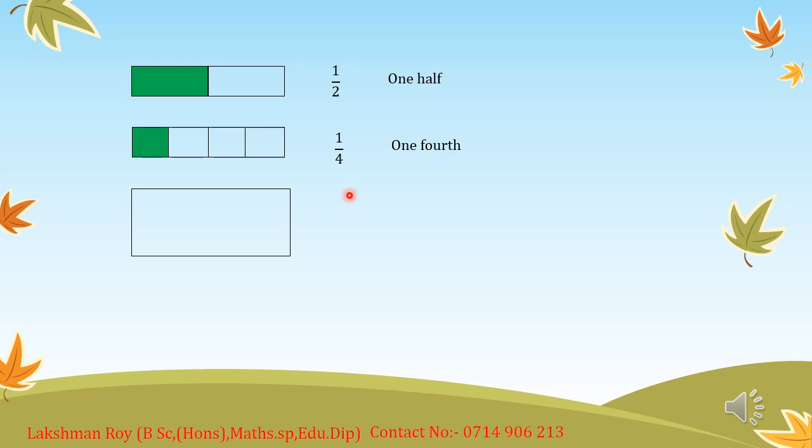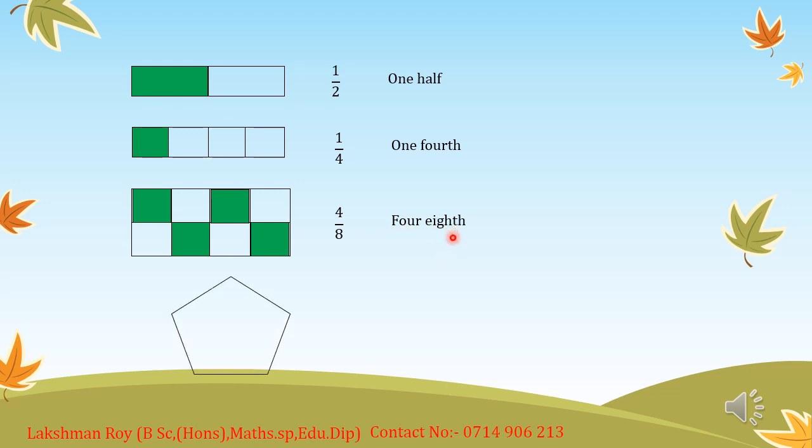Other one. This is my whole one, a unit. That one is divided into 1, 2, 3, 4, 8 parts. Then I colored 1, 2, 3, 4 parts. So 4 parts colored. How to write this colored part as a fraction? 4 parts colored, divided into 8 parts. So that is read as 4/8. So that is the fraction.